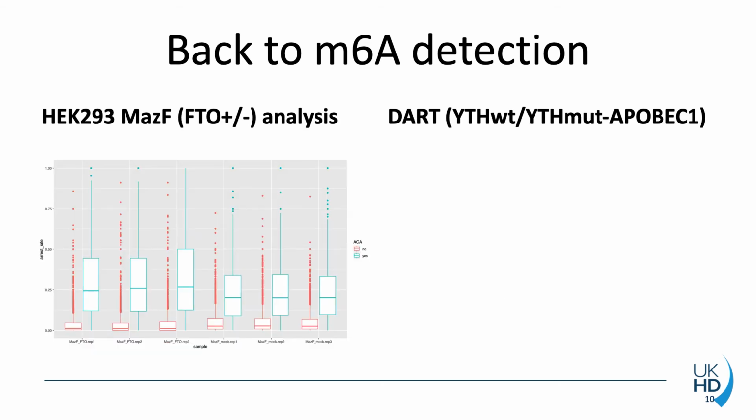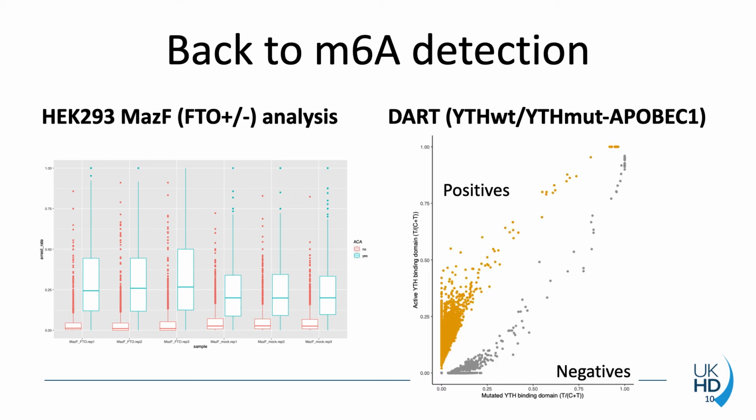So how do the results look like actually? So for the MazF digestion analysis, you can clearly see on the left-hand side where the FTO treatment removed m6A, a higher arrest rate, meaning more cleavage in these respective 3 replicate samples over the control 3 replicate samples on the right-hand side. And that increase is clearly dependent on the recognition site of the enzyme, here shown in blue.